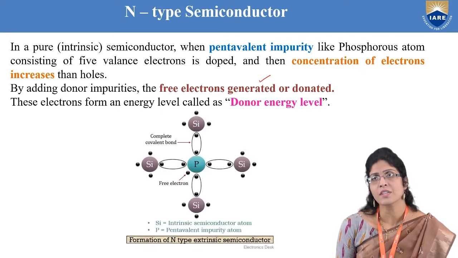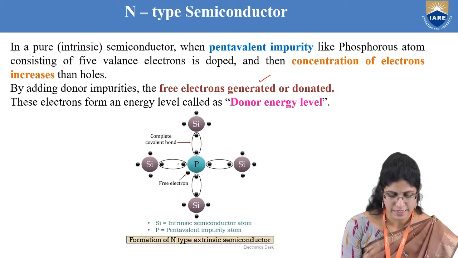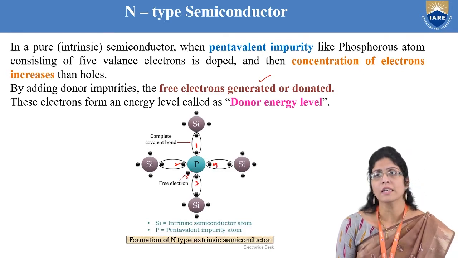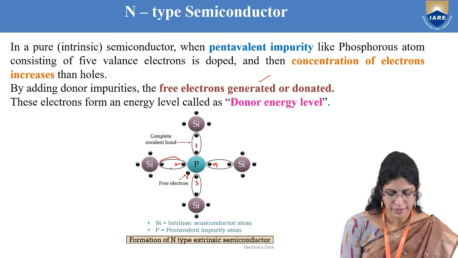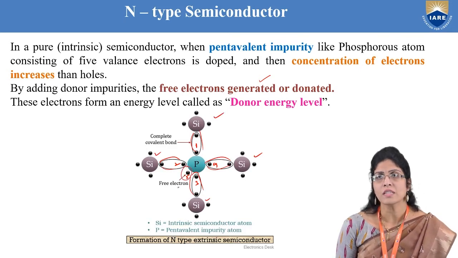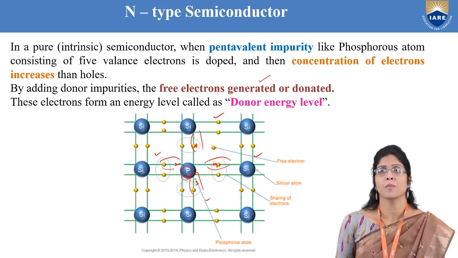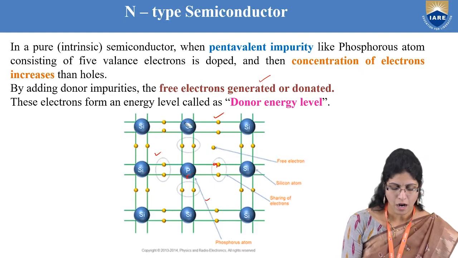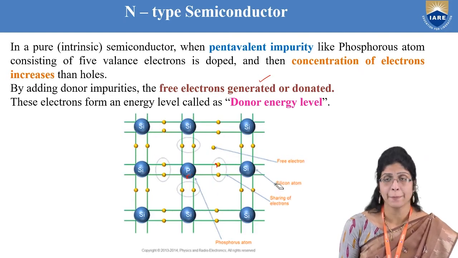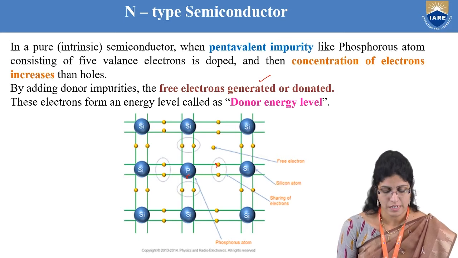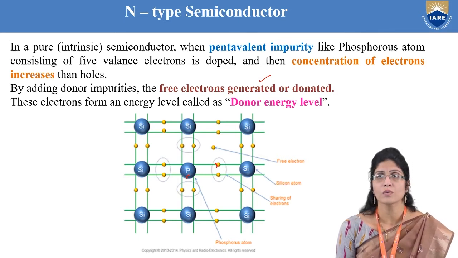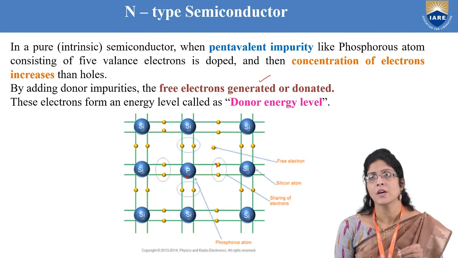So this phosphorus, which is having 5 valence electrons, which you can take like this: 1, 2, 3, 4, and this is the fifth one. 1, 2, 3, and 4 are covalently bonded with the neighboring silicon atoms, whereas the fifth one is left free. Yes, this is the bond picture where you can see how the bonding is happening with the neighboring silicon atoms, and you can see how the free electron is there in between the vacant site.